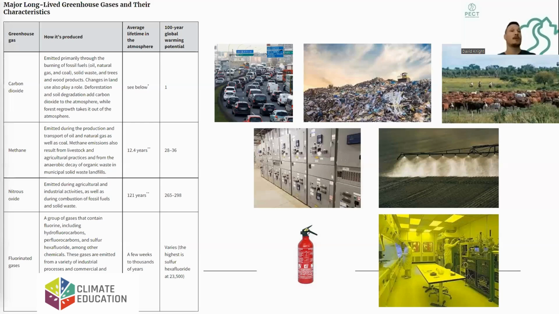These are essentially refrigerants that we use within our air conditioning, within our refrigeration systems, and with any sort of cooling system that we use. We also find them in things like fire extinguishers, solvents, cleaners, coolants, etc. Now, the impact that these have is several thousand times that of carbon dioxide.